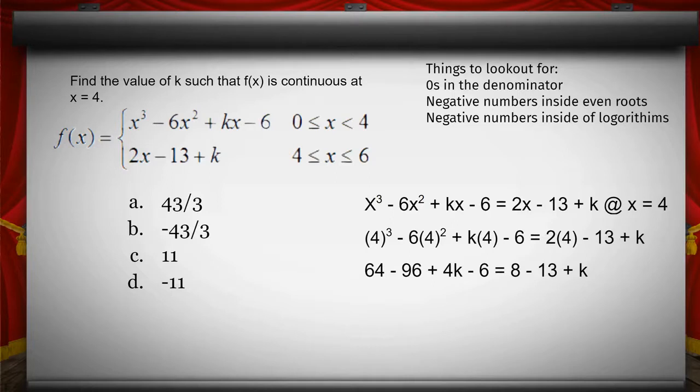Once you're just left with that k variable, no other x's or anything else, we put k on one side and all the numbers on the other side. Then we get k all by itself, and then we have our answer.